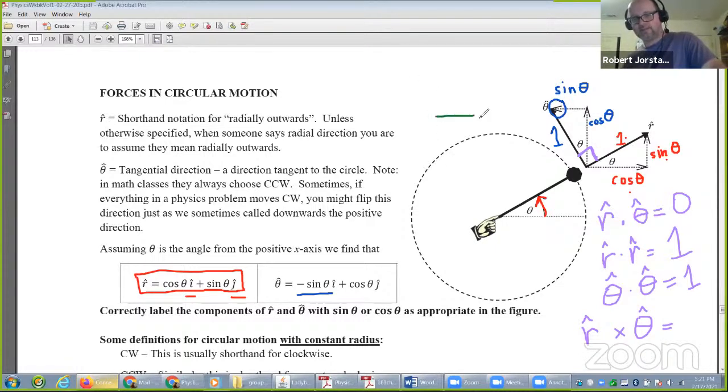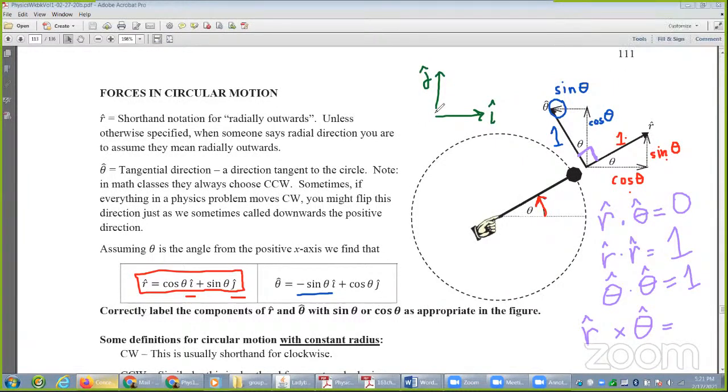Let me give you a hint. This is I hat. This is J hat. What direction is K hat? Into the page or out of the page? Out of the page.